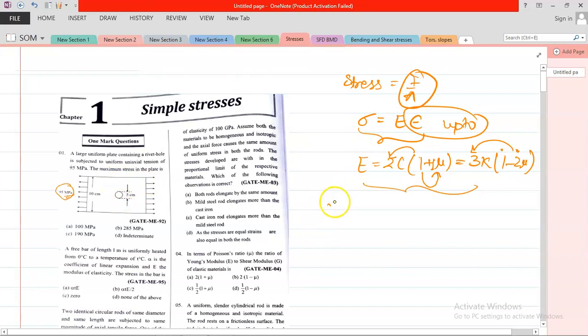You asked about the maximum stress. So you know the basic formula: sigma is equal to F by A. This maximum occurs when the area is minimum. Now the area is minimum at this portion.